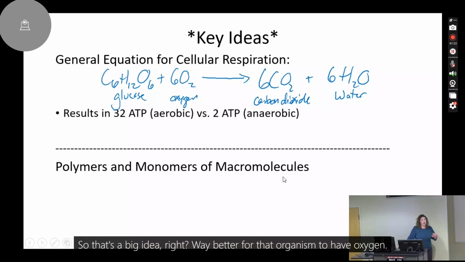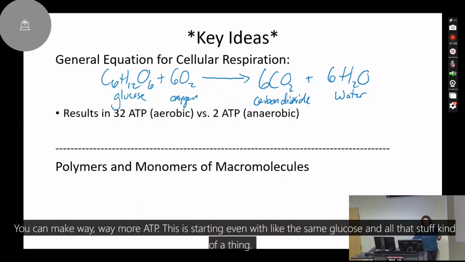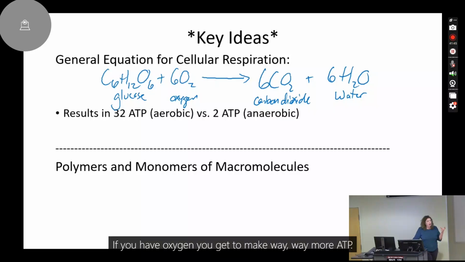So that's a big idea, right? Way better for that organism to have oxygen. You can make way more ATP. This is starting even with the same glucose and all that stuff. If you have oxygen, you get to make way more ATP.